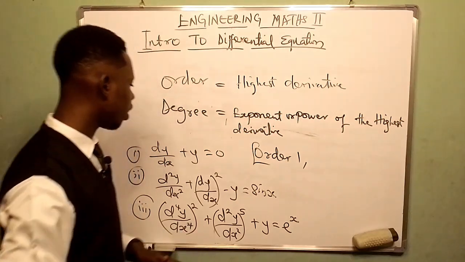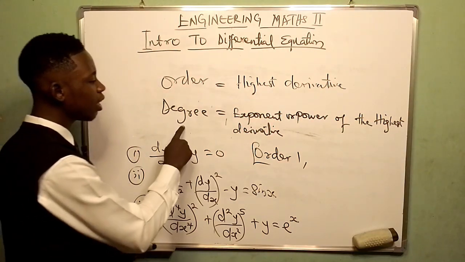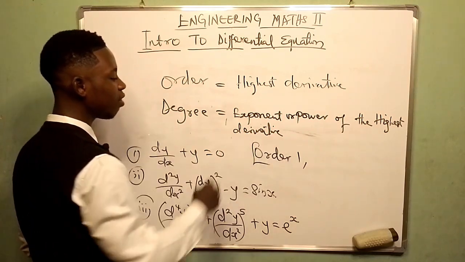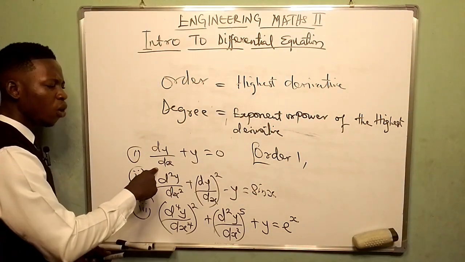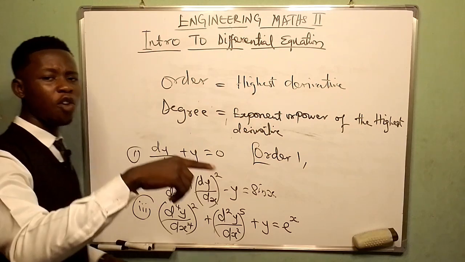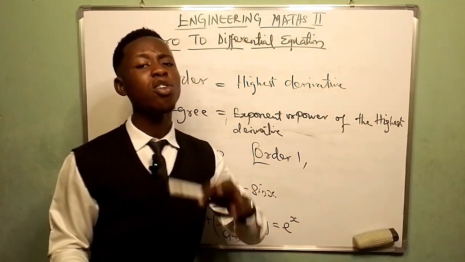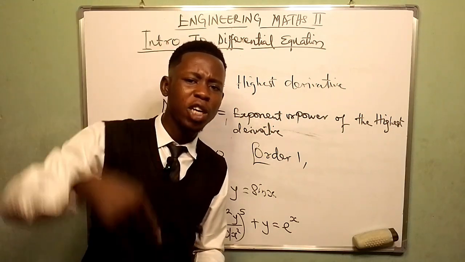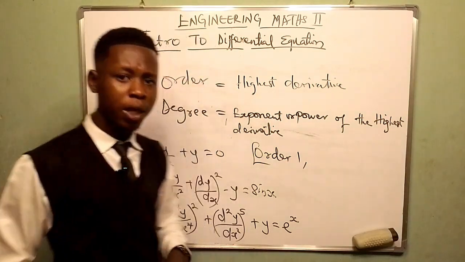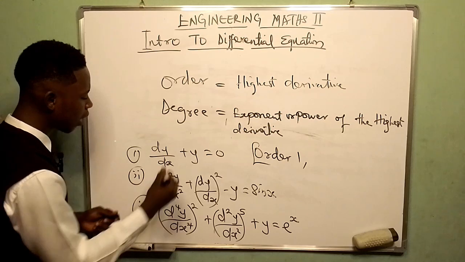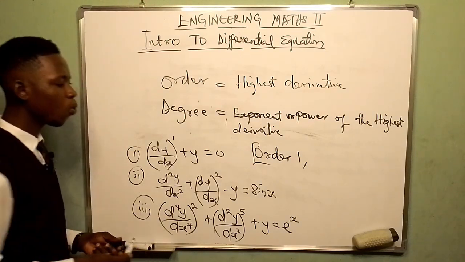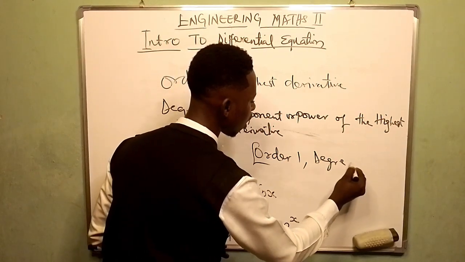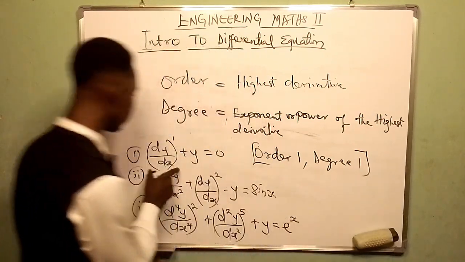So we can say that the order is 1. Now, how do we check for the degree? I told you that the degree is the exponent or power of the highest derivative. Don't forget, you must first find your order before looking for your degree, because the particular place you find the order is the place you are going to check for the degree of your differential equation. Now let us look at this. The degree of this is 1, and our order is 1.